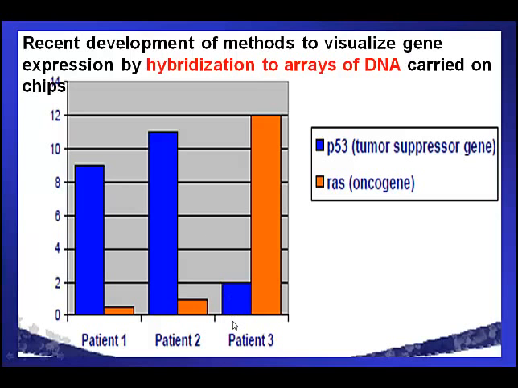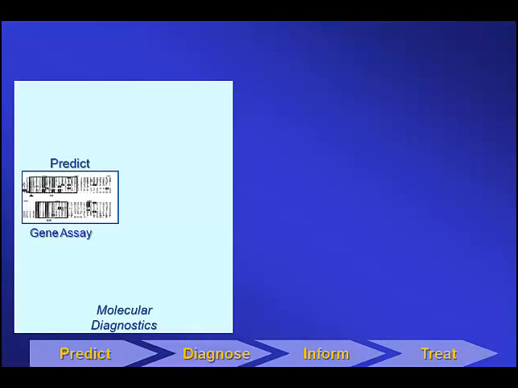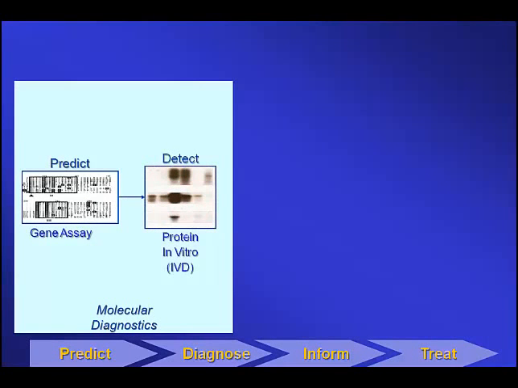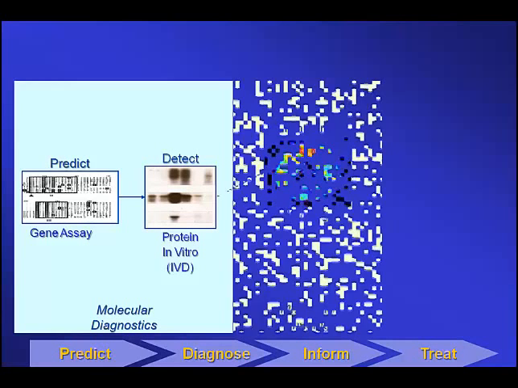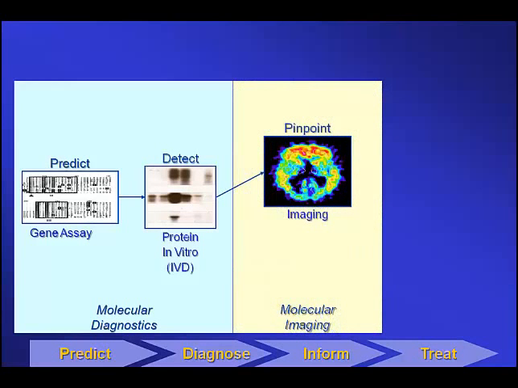And we can compare patients, whether a certain gene is overexpressed in a tumor or not. So we can get an idea about this. This is also the basis of molecular imaging. So if we have a gene assay, okay, we can predict certain parameters in a disease, and we can detect it, and we go from molecular diagnosis to molecular imaging.